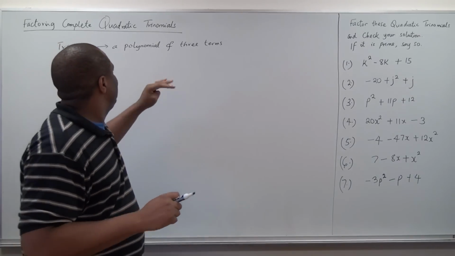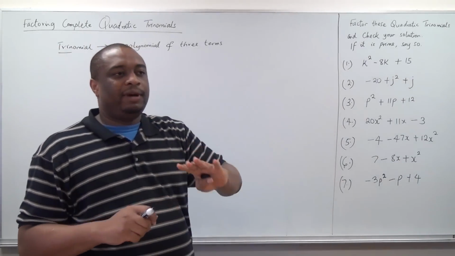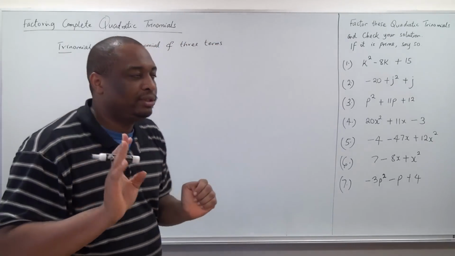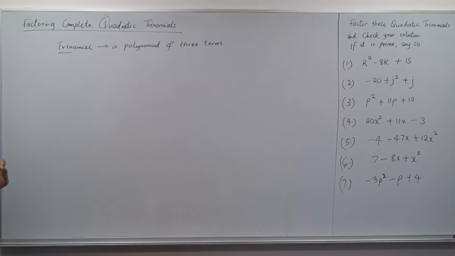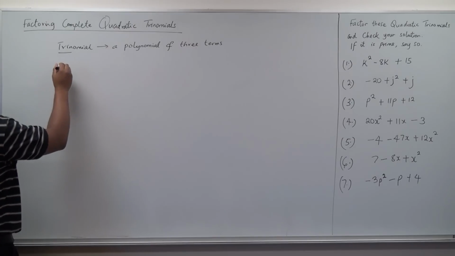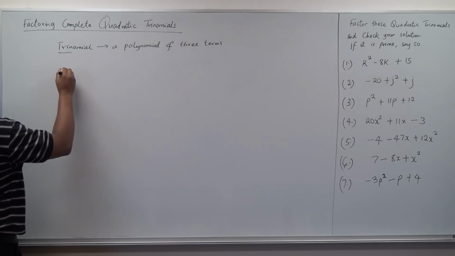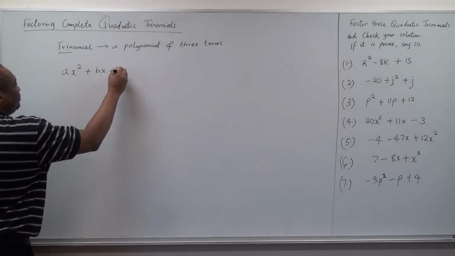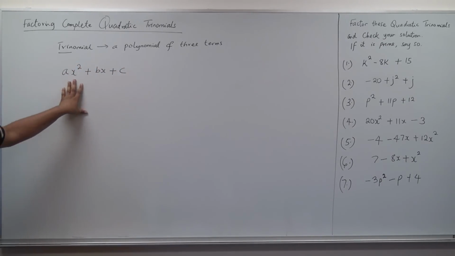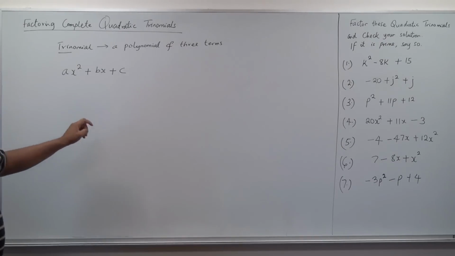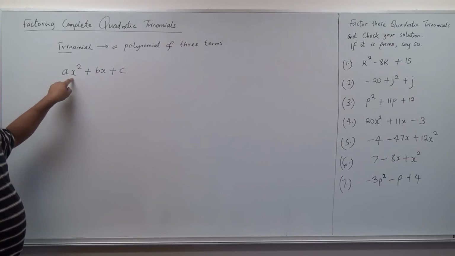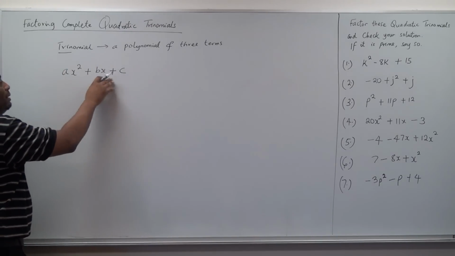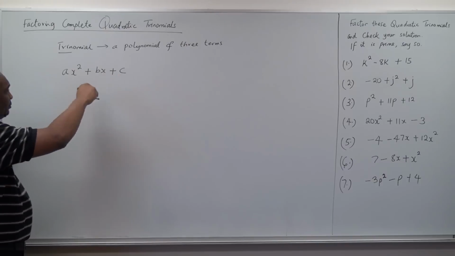So for this video segment, we shall factorize complete quadratic trinomial. A complete quadratic trinomial is of the form ax squared plus bx plus c. This is what we know as complete. We have the highest exponent being 2, which makes it a quadratic, and then we have 3 terms, which makes it a trinomial.